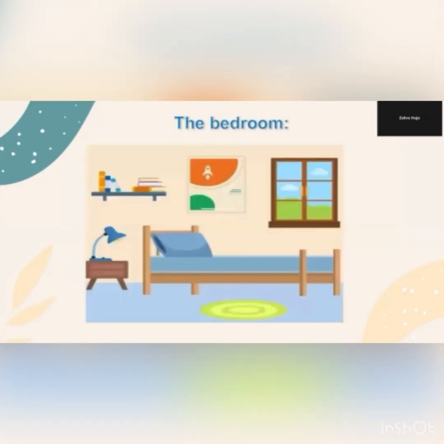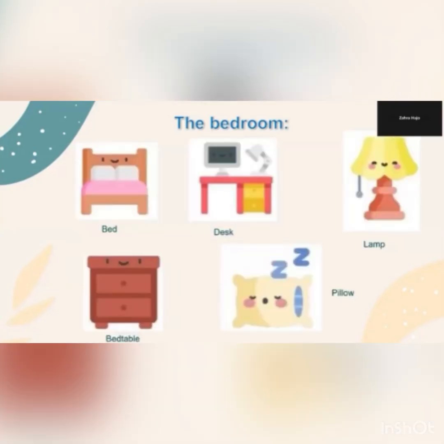So, this is the bedroom. The bedroom is a special room too, where we sleep, rest, and keep our things. It's a cozy space just for us. Here are the bedroom's furniture. The bed. The bed is where we sleep at night. It has a soft mattress and a blanket to keep us warm. Pillow. A pillow is what we put our head on when we sleep to make it comfy.